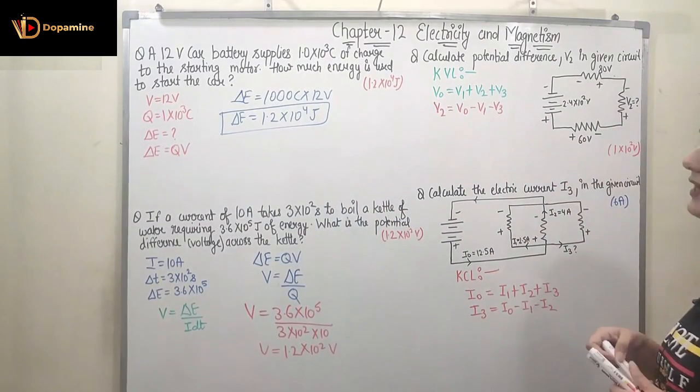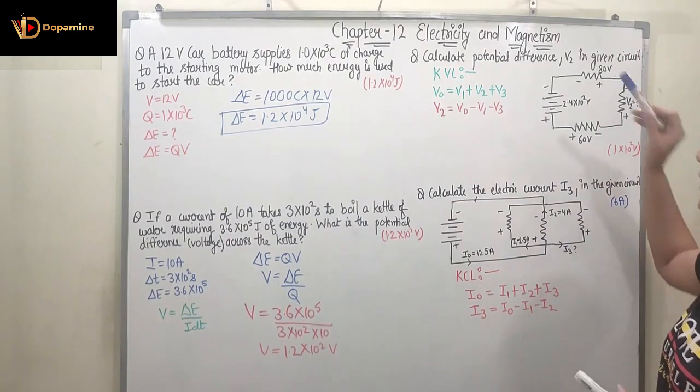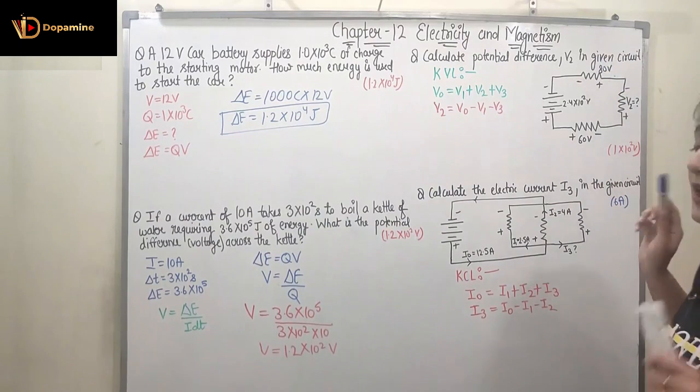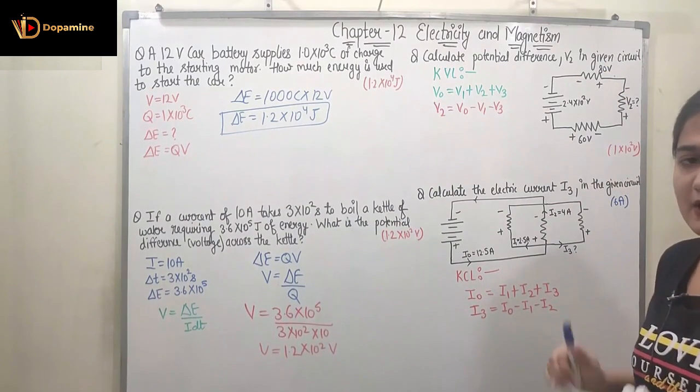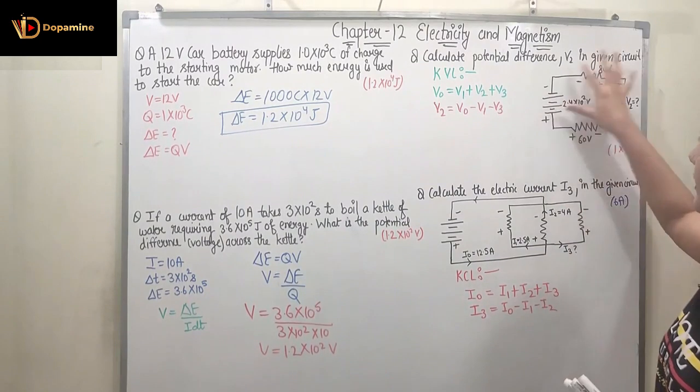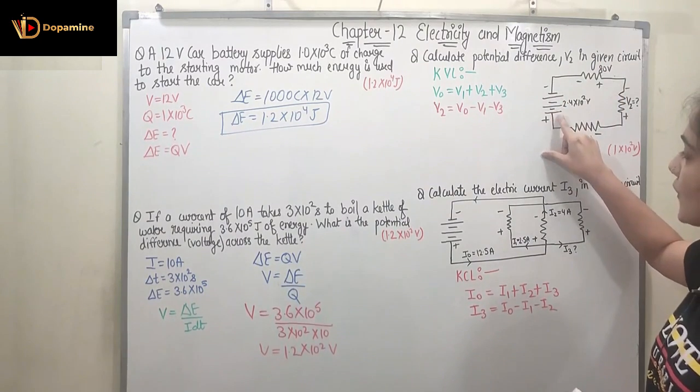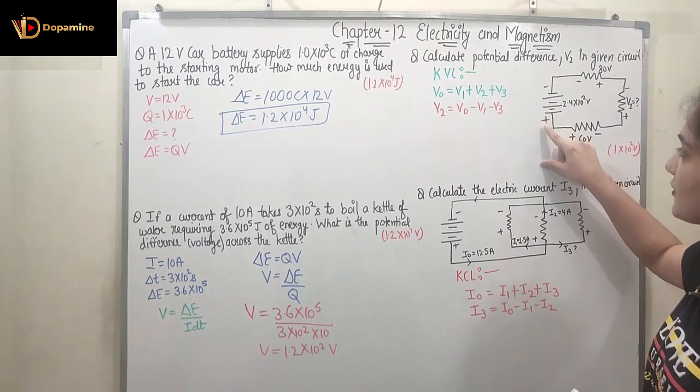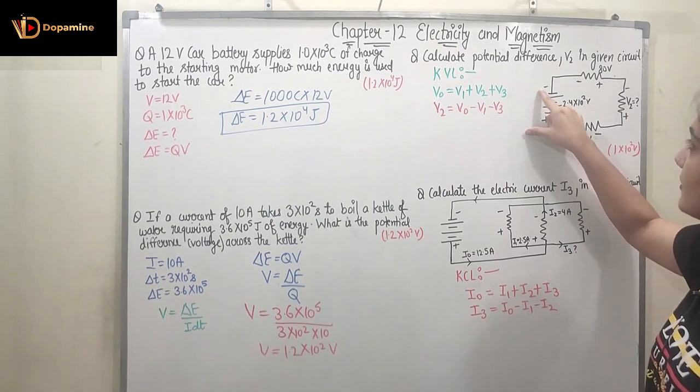Coming to the next question, here also we have to find the potential difference V2 in the given figure. We are going to apply KVL, so you have to understand how we apply it. First you can write the polarity here. This is the positive terminal of the battery, and this is the negative terminal.